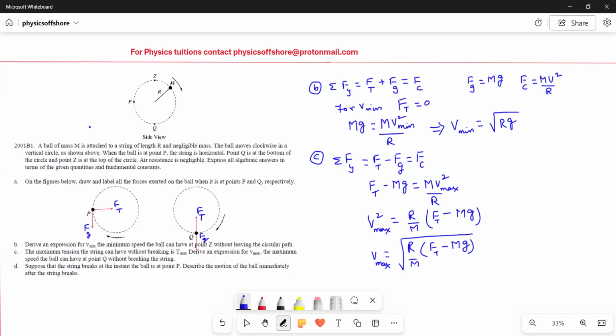To what height does it go? Till the velocity becomes zero. When the velocity becomes zero, the object turns and falls down under free fall. At point P, it has some velocity, and then the string breaks. Then the object directly shoots up. What height will it go? Till the velocity becomes zero. Once the velocity becomes zero, it comes down under free fall, straight down, and falls on the ground. That is the motion of the ball if the string breaks at point P.